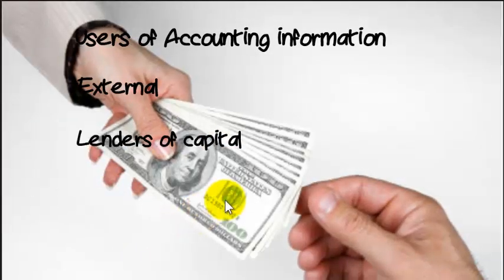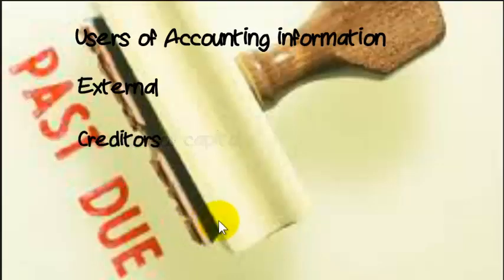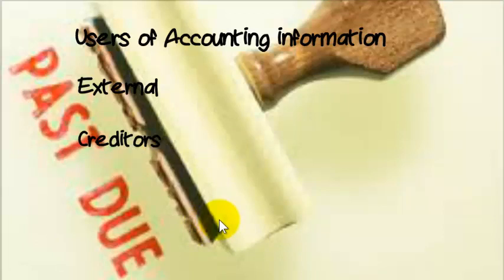Lenders of capital, quite often people or businesses need to borrow money from banks and other lenders. They need to know, first of all, have they got the ability to repay by looking at their profit and loss statement, and have they got enough collateral or security. They look at the assets of the balance sheet for that. Quite often creditors want to know the ability for the business to repay debts before they extend credit by supplying them goods and services.